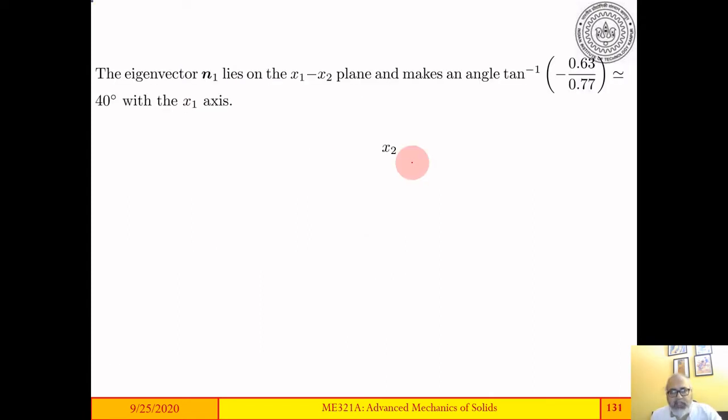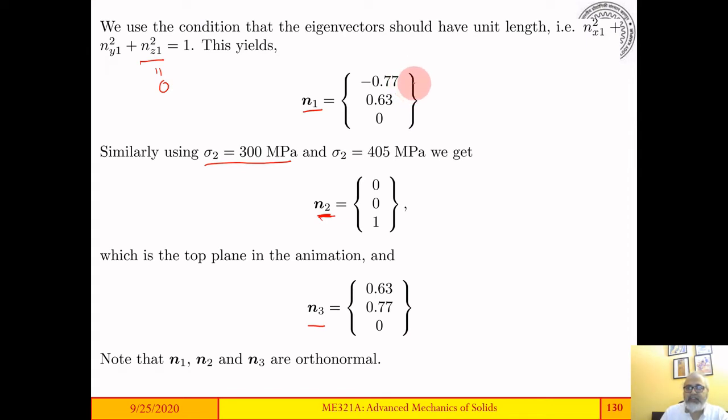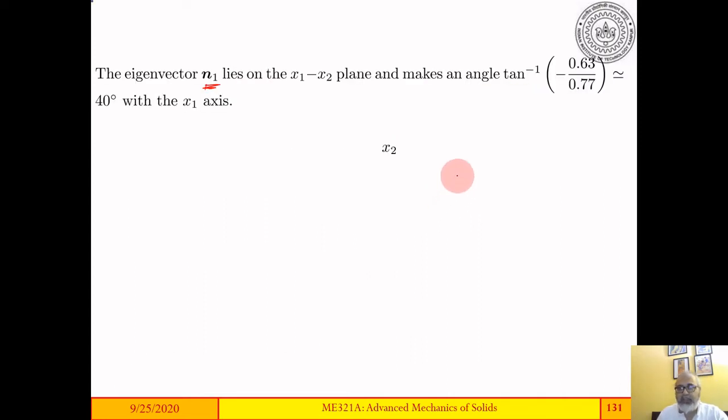So let us take n1 for example. N1 is a vector which has x1 component of minus 0.77, x2 component of plus 0.63, and x3 component of 0. So this lies on the x1, x2 plane. Okay. So it lies on the x1, x2 plane, and the angle it makes with the x1 axis is minus 40 degrees. The minus got cut off.